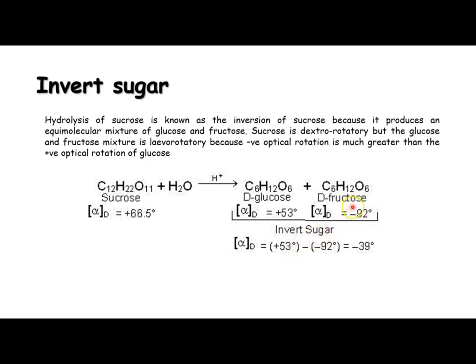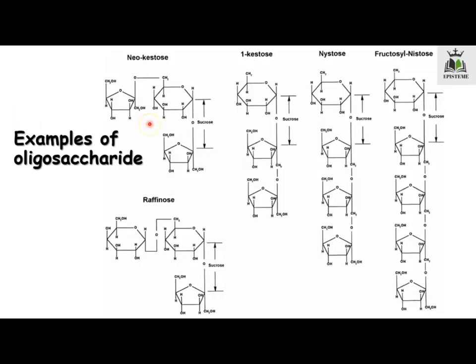So if we consider the net change in degree, that is like minus 39 degrees, which is levorotatory. So when we have sucrose as it is, it is dextrorotatory, but when we hydrolyze this sucrose, we get a solution whose optical rotation is levorotatory. That's why it is called invert sugar.